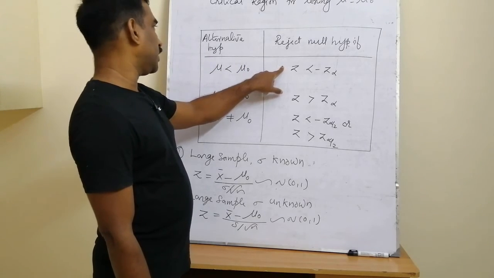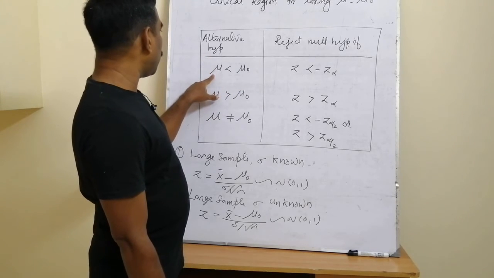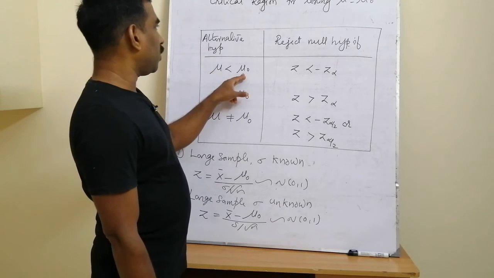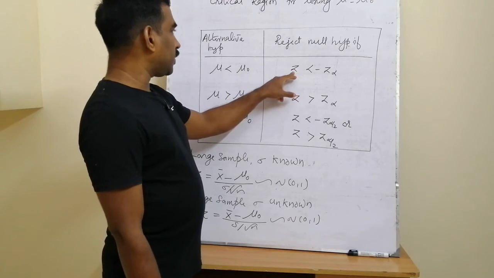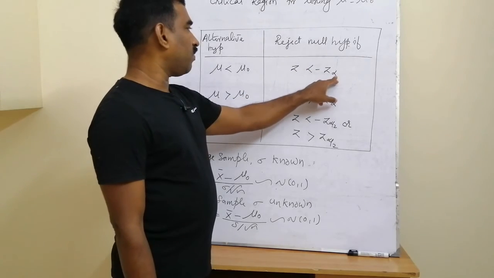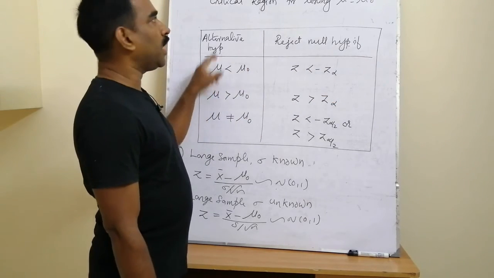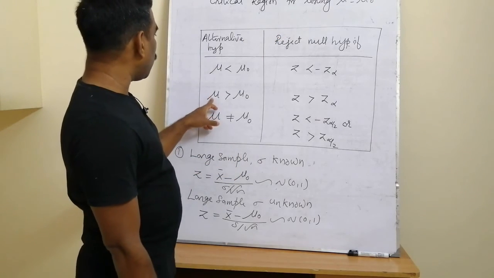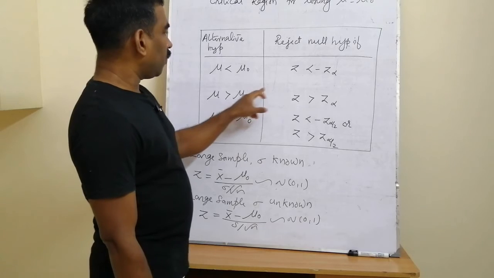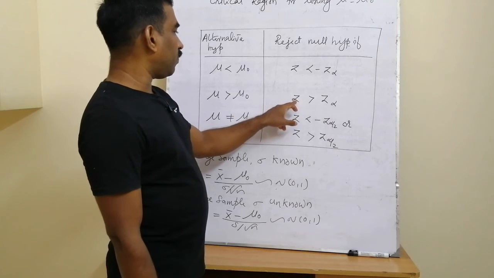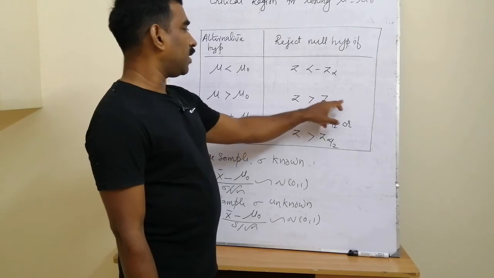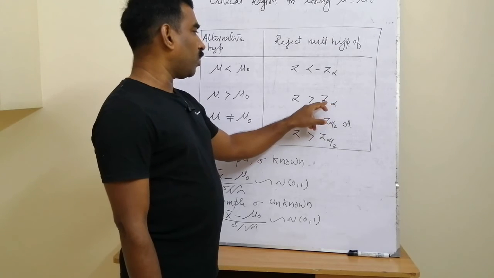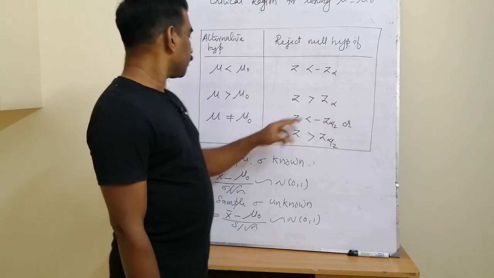and depending on the nature of the alternate hypothesis, we have different rejection regions or critical regions. For the one-tailed alternative hypothesis mu less than mu naught, if the computed value of Z is less than minus Z alpha, we will reject the null hypothesis mu is equal to mu naught. And similarly, for the one-tailed alternative mu greater than mu naught, we will reject the null hypothesis if the computed value Z is greater than the number obtained from standard normal table called Z alpha.